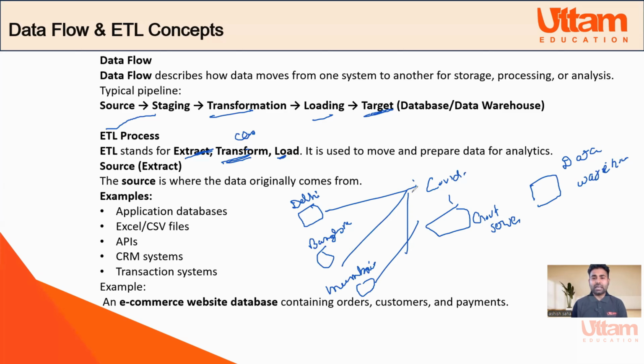Here, the word data flow refers to the flow of my data, how the data is flowing. Now the question is, where is data going to flow? Data flow describes how data is moved from one system to another system.